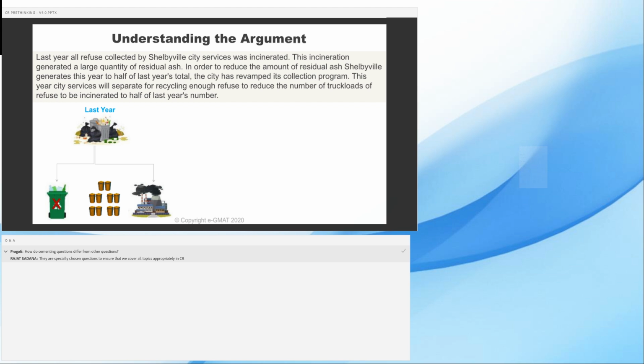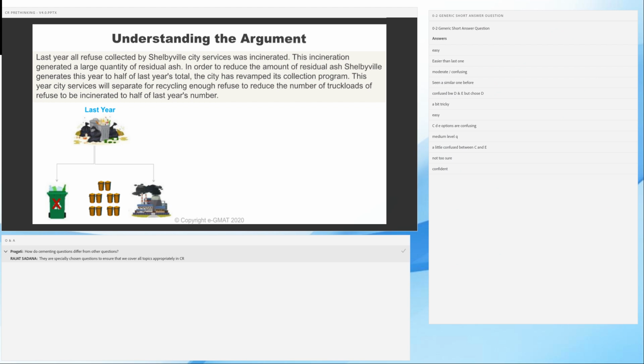So last year, we actually didn't do any recycling. All the garbage that we collected, we sent for incineration, or burning. Let's assume that one trash can is the equivalent of one truck. How many trucks did we send for incineration last year? About 10, not 100, 10.